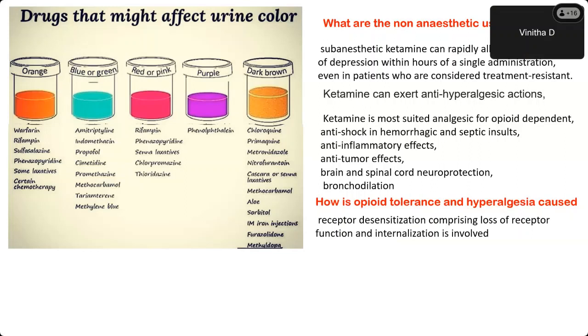What type of membrane receptor? G protein coupled receptor. Okay, very good. So it's a G protein coupled receptor, which is the membrane receptor. So that receptor will become desensitized initially.